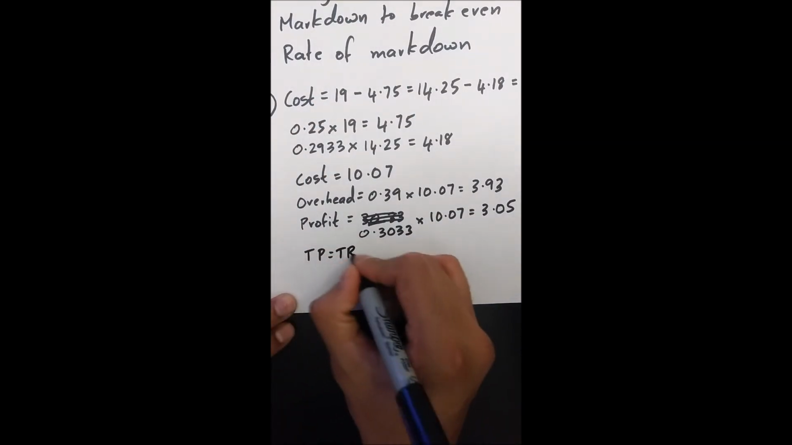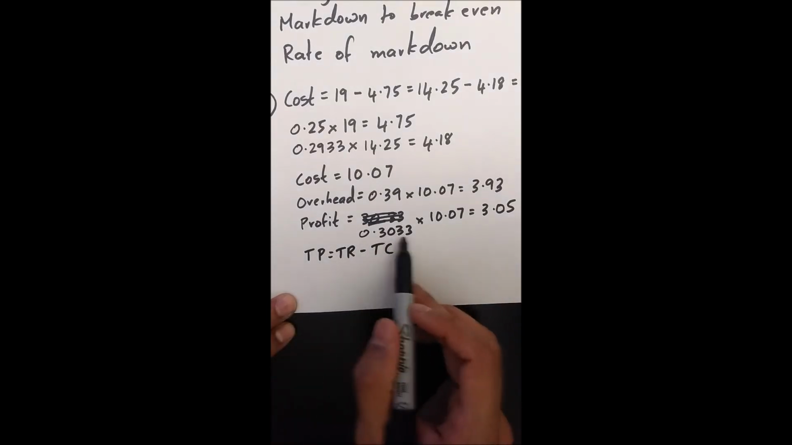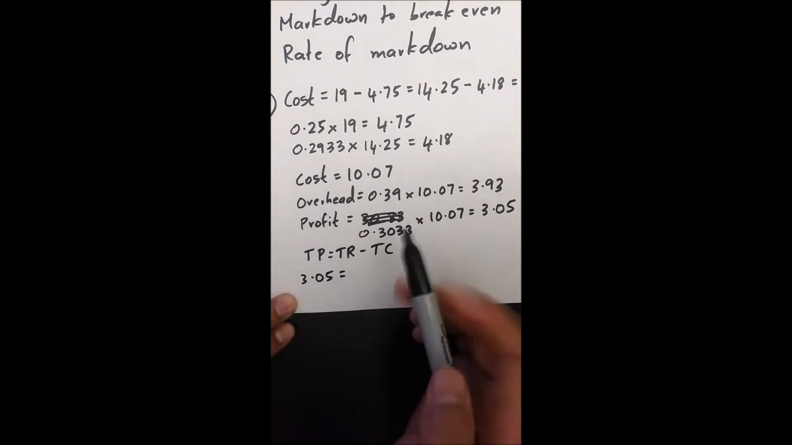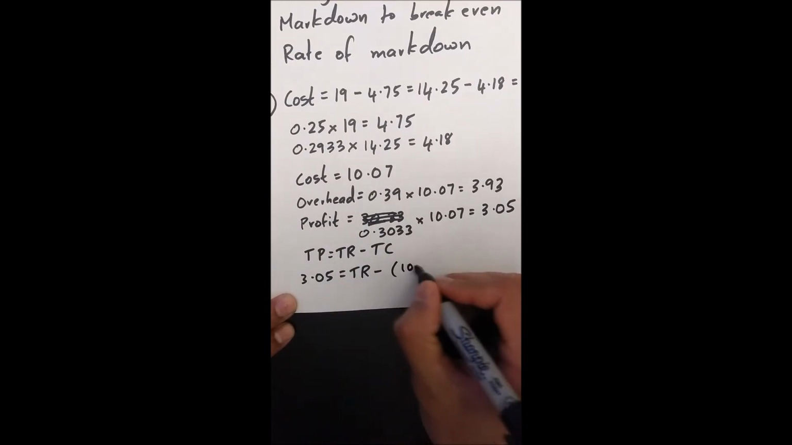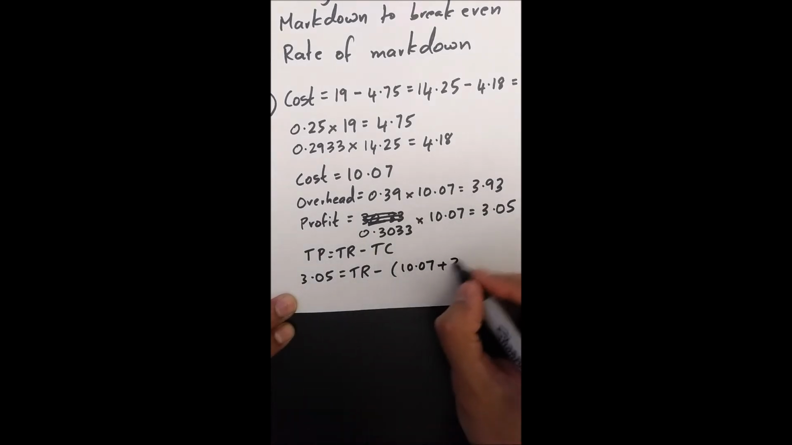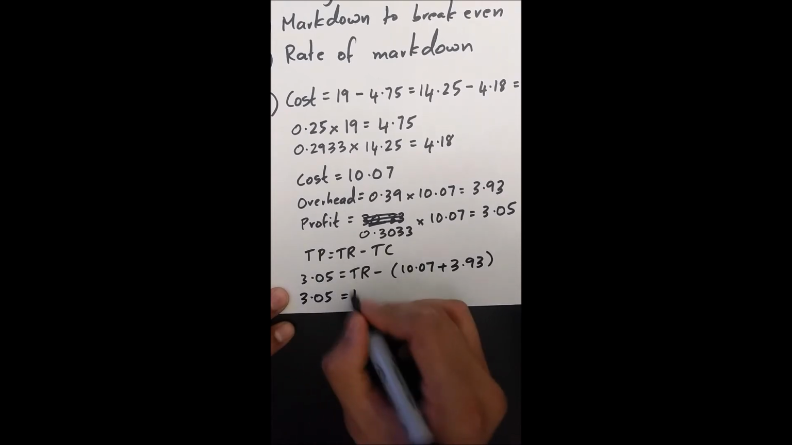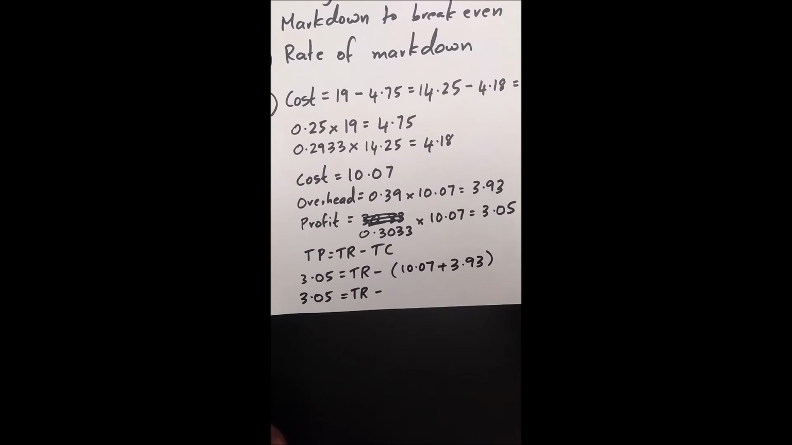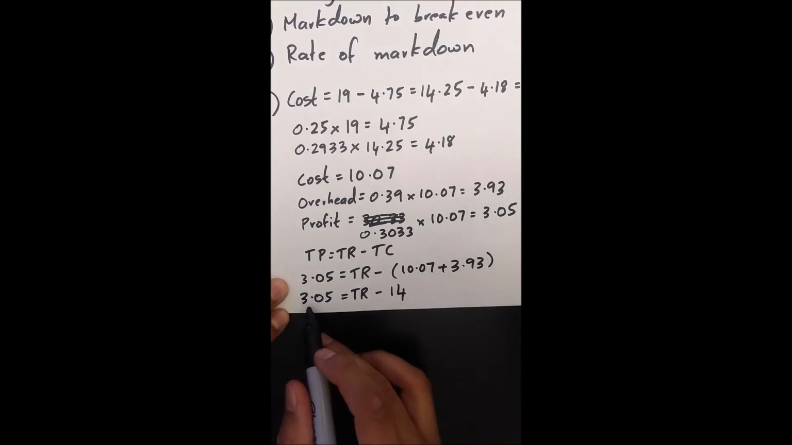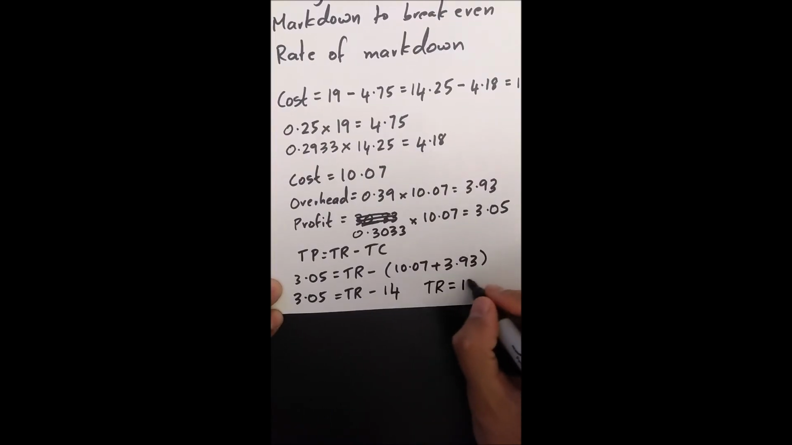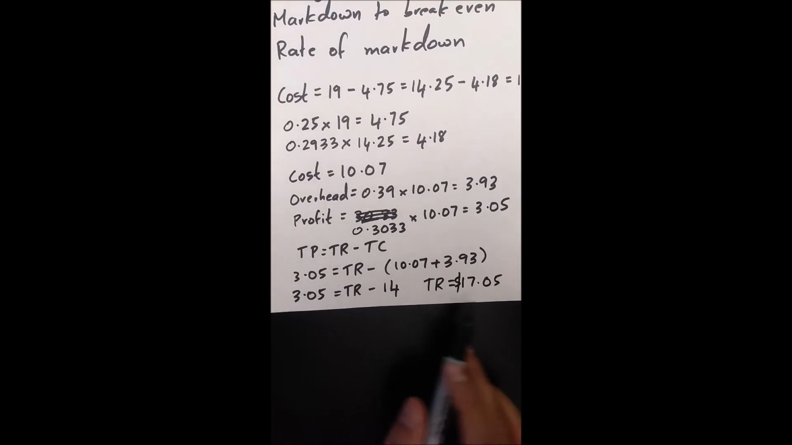So I'm going to do total profit equals total revenue minus total cost. My total profit is 3.05. My total revenue, I'm trying to find that. My total cost is my regular cost of 10.07 plus my overhead cost of 3.93. Then I'm going to add 14 on the other side. So I know my total revenue equals $17.05. So basically my selling price is $17.05. That's the solution to the A part of the question.